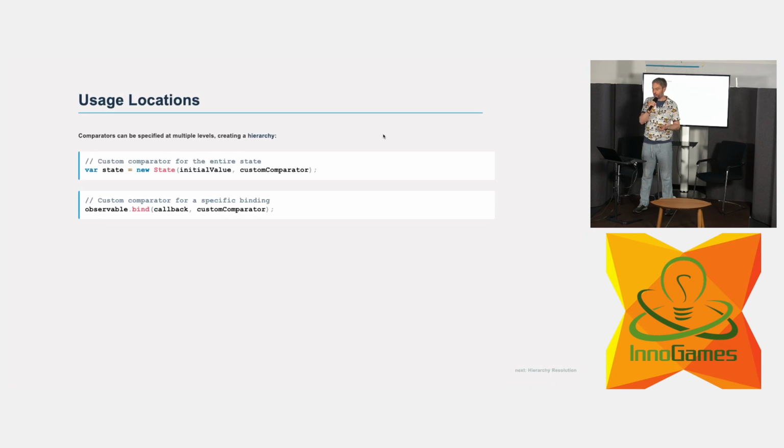Yeah, and like I said, you can put them in state and you can put them in binding, but remember the state is usually the stuff that happens on top of your pipe system, and the bindings are stuff that happens at the very bottom of the pipe system. So it builds a hierarchy where comparators are used.